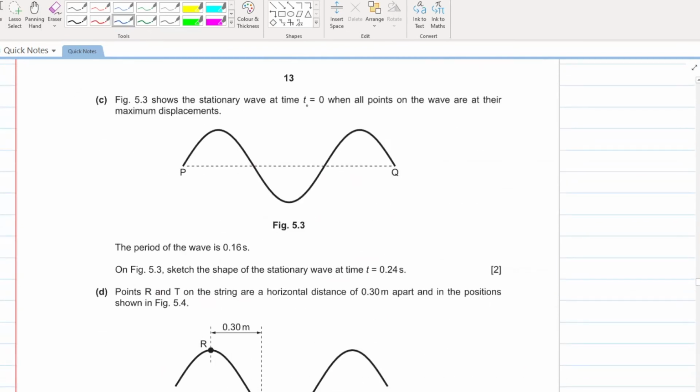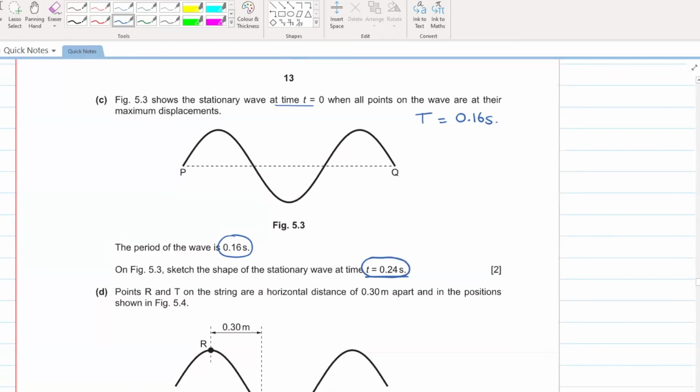Figure 5.1 shows the stationary wave at time t equals 0, when all points on the wave are at their maximum displacement, perfect. The period of the wave is this, perfect. On figure 5.3, sketch the shape of the stationary wave at time t equals 0.24 seconds. Beta, what is your time period? 0.16 seconds. What will be the position of the stationary wave at a time of 0.24 seconds?